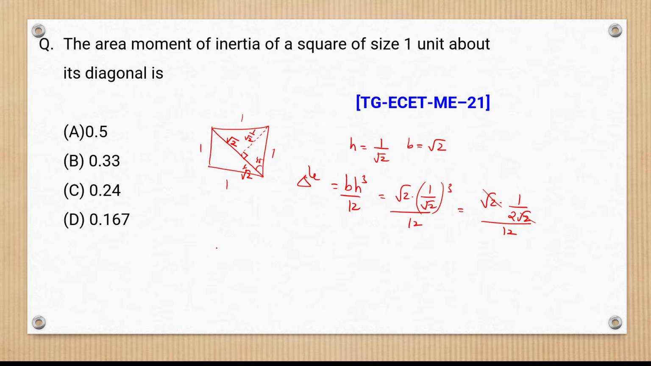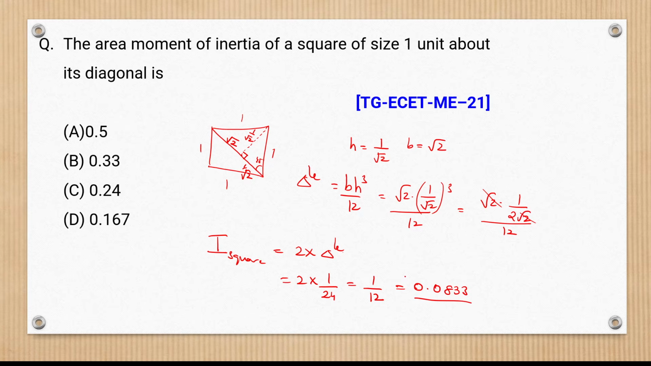So moment of inertia for the square would be 2 times the triangle moment of inertia. That is 2 into 1 by 24, which is 1 by 12. So upon solving, this would be equal to 0.0833 as the answer. So which is not matching with any of the options.